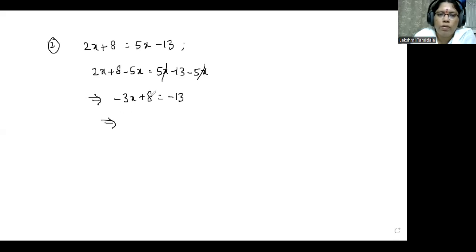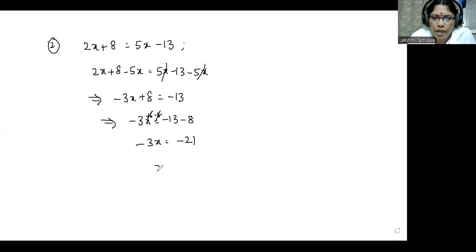Now we subtract 8 from both sides. -3x = -13 - 8, because plus 8 minus 8 cancels. This 8 and this 8 are cancelled. -3x = -21. So now we divide this by -3. What we get? x = -21/-3.